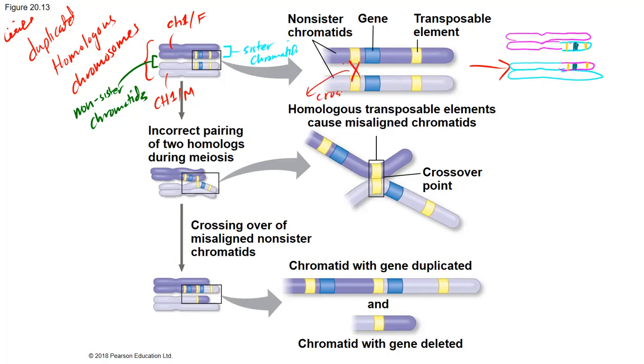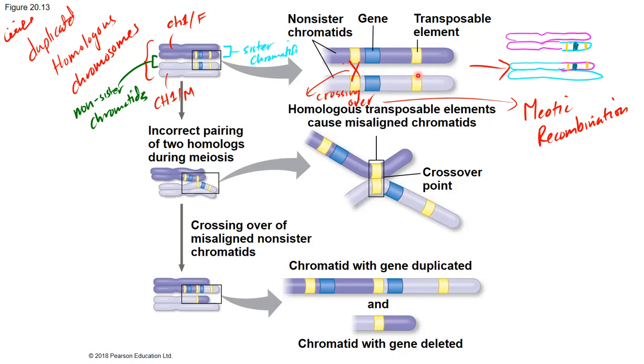So this is crossing over, or it is also called meiotic recombination. Meiotic recombination happens when there are identical sequences like the transposable elements. They are aligned across from each other when the two non-sister chromatids align along their length.